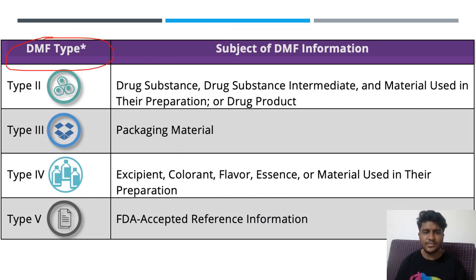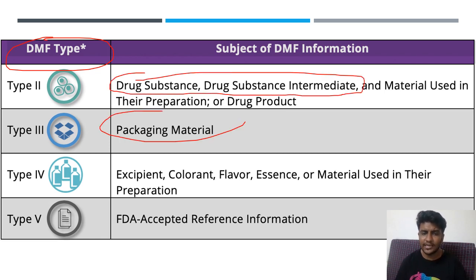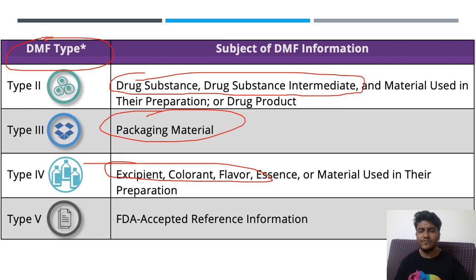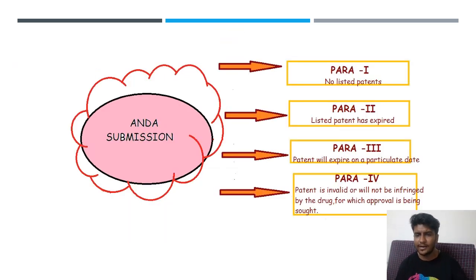Now the DMF, which is a drug master file. There are basically 5 types of drug master file: type 1, type 2, type 3, type 4, type 5. Type 2 is basically for drug substance, intermediates. Type 3 is for packaging material. Type 4 is for excipient, color, flavorants, essence, etc. And type 5 is for FDA accepted reference information. So the drug master file is very, very important. And just like in the Hatch-Waxman Act, we have para 1, para 2, para 3, para 4 for ANDA submission.